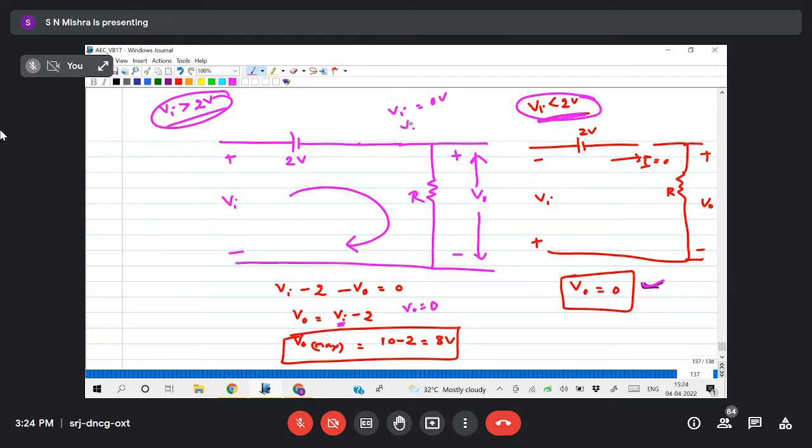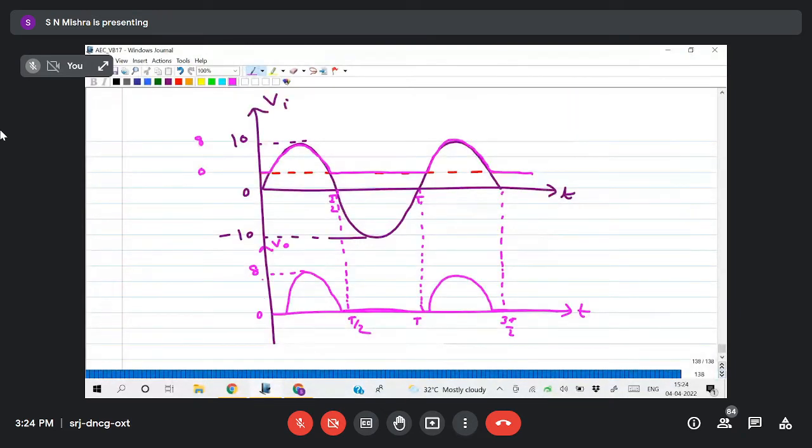When Vi is 10 volt, which category will it fall, left side or right side? Left. So what is my V naught max? 8. Yes sir, this is 8. Across the input I am changing, so this 2 volt will be changed to 0, 10 will change to 8.